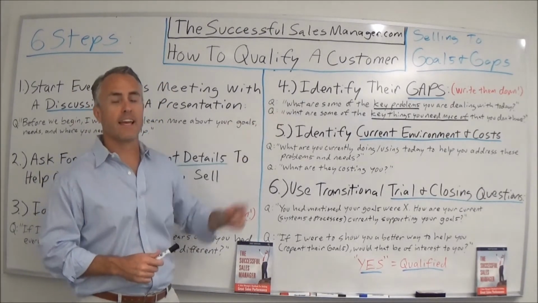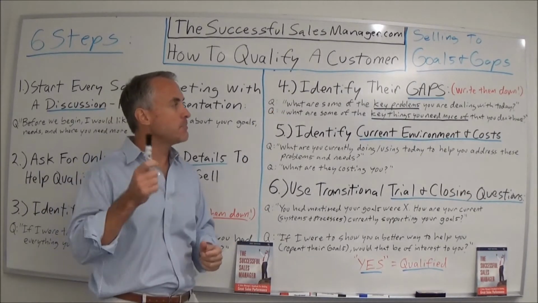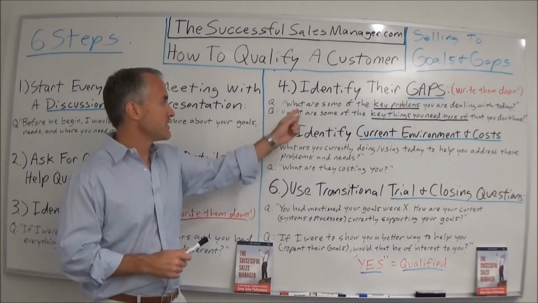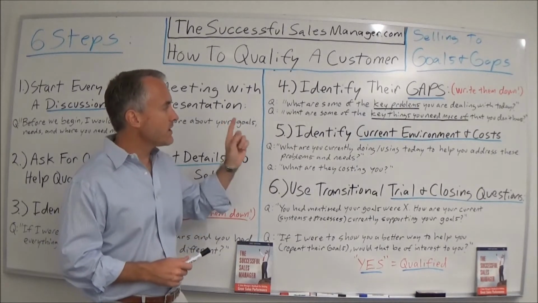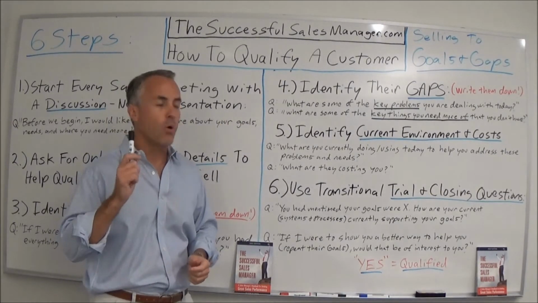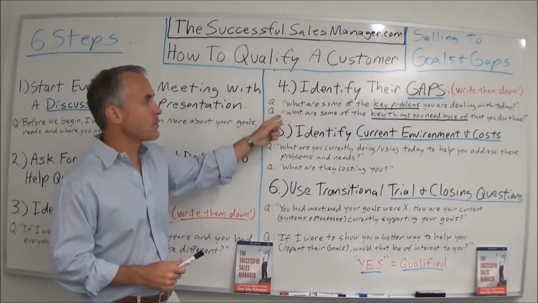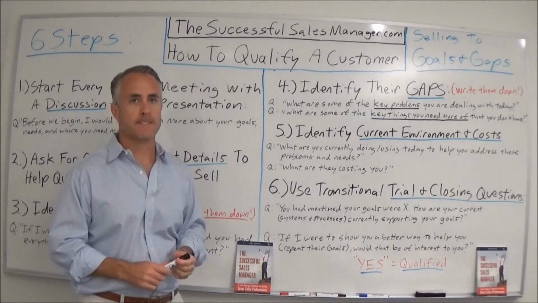So the easiest way to ask questions such as those would be, for example, what are some of the key problems that you are dealing with today in your business? This is identifying problems. The second is to identify gains. What are some of the key things you need more of that you don't have today? So these are important questions to ask to help identify the gaps of your prospects.